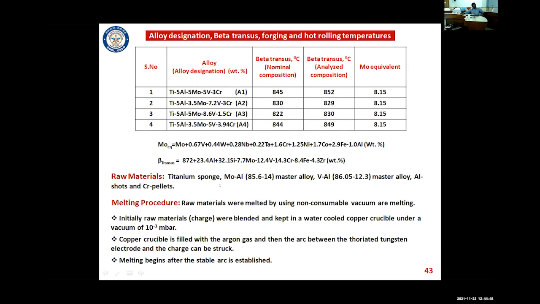For making the alloys, I selected raw materials like titanium sponge, moly and aluminum master alloys, vanadium master alloy, aluminum shards, and chromium pellets. After taking the charge, these raw materials are melted using non-consumable vacuum arc melting. Initially, the raw materials were blended and kept in a water-cooled copper crucible under a vacuum of 10⁻³ millibar. The chamber is filled with argon gas, and then the arc between the thoriated tungsten electrode and the charge is struck, and melting begins after a stable arc is established. We do the melting 4 times in order to get homogeneity.